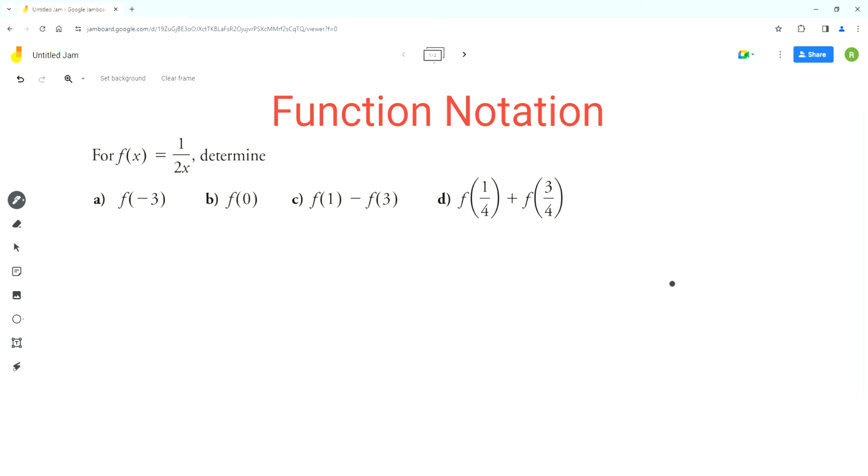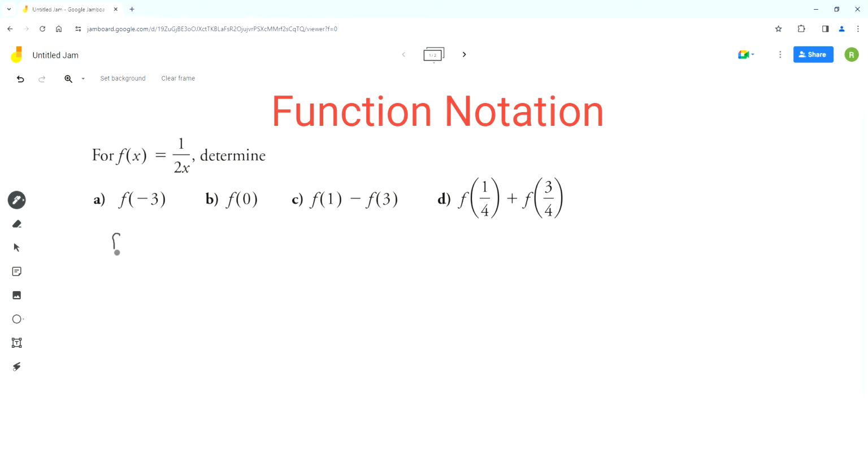So in this video, we'll solve this problem based on the concepts of function notation. So we are given this function f at x equals 1 over 2x. So let's start with part A. In part A, we have to find f at negative 3. So we have to sub in x as negative 3 in this given function.